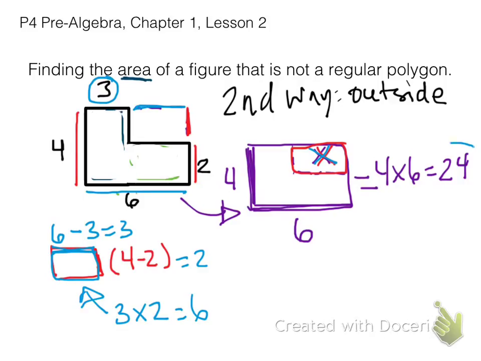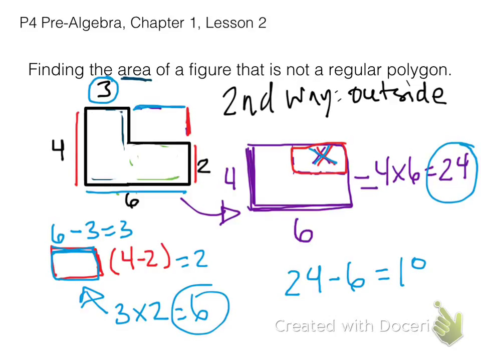Well, if we take the area that we have total, if we had a perfect thing, and subtract the area that we don't want to keep, it's going to be 24 minus 6. Well, 24 minus 6 is 18. And if you remember from the previous example, the previous way, the first way, we did get an answer of 18.